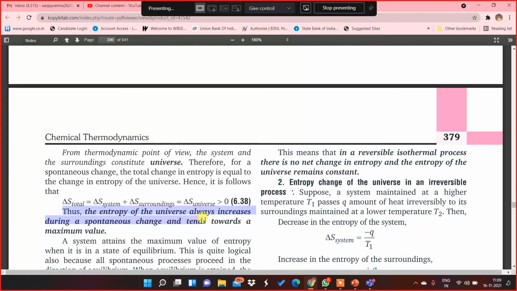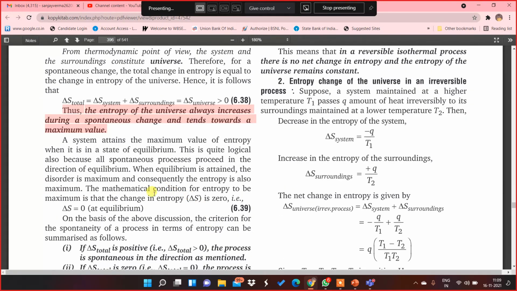The entropy of the universe always increases during a spontaneous change and tends towards a maximum value. A system attains the maximum value of entropy when it is in a state of equilibrium. This is quite logical, because all spontaneous processes proceed in the direction of equilibrium. So for a spontaneous process which has attained equilibrium, remember delta S is 0.